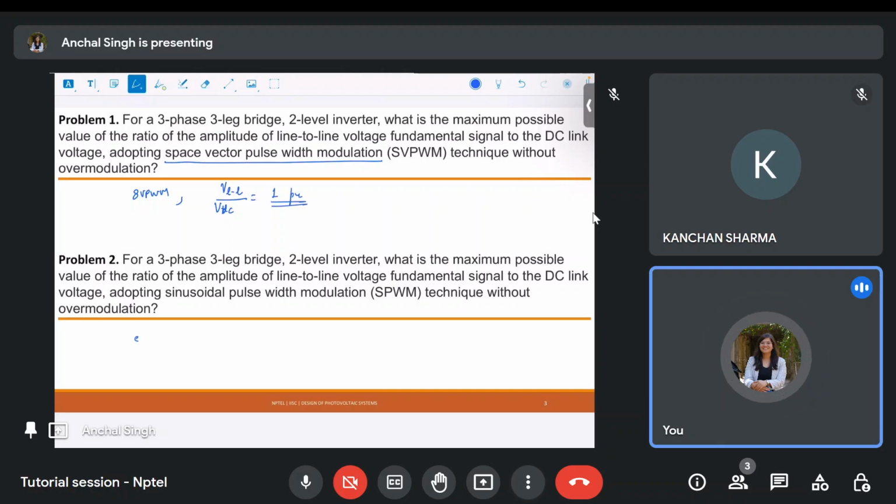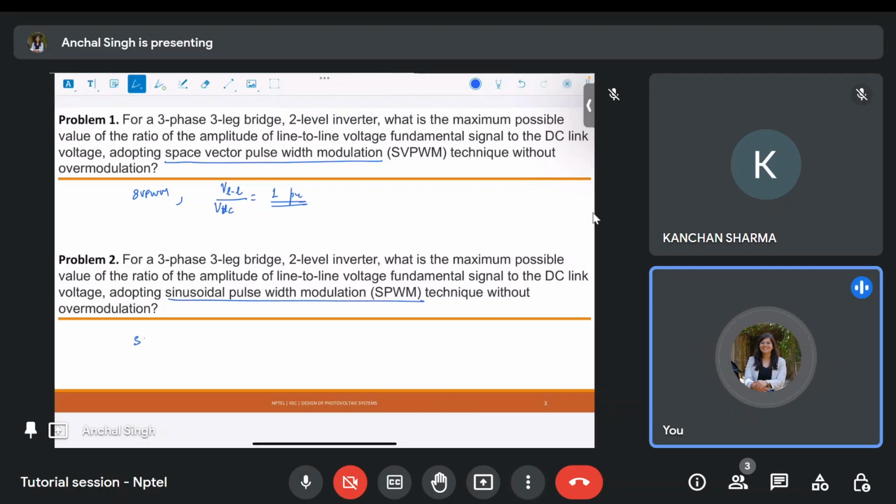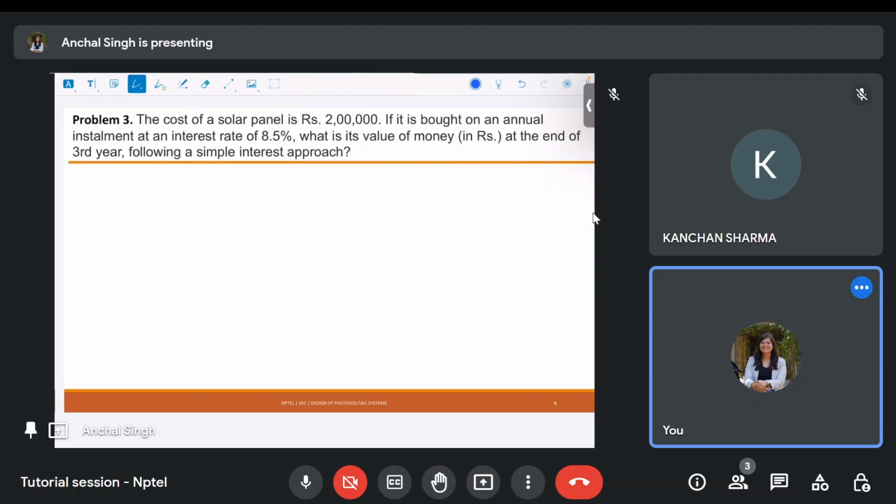Similarly, if they had asked for sinusoidal PWM, then if you do the similar calculation for the sinusoidal PWM method, V line-to-line by VDC amplitude will come out to be 0.866 per unit. These are very standard derivations you can find anywhere. If you have any doubts, you can let me know. I don't have time to discuss them right now, so I am directly giving you the answers. But if you have any doubts, you can reach out to me. This is one of the problems that is under doubt right now, so you can look up the solution.